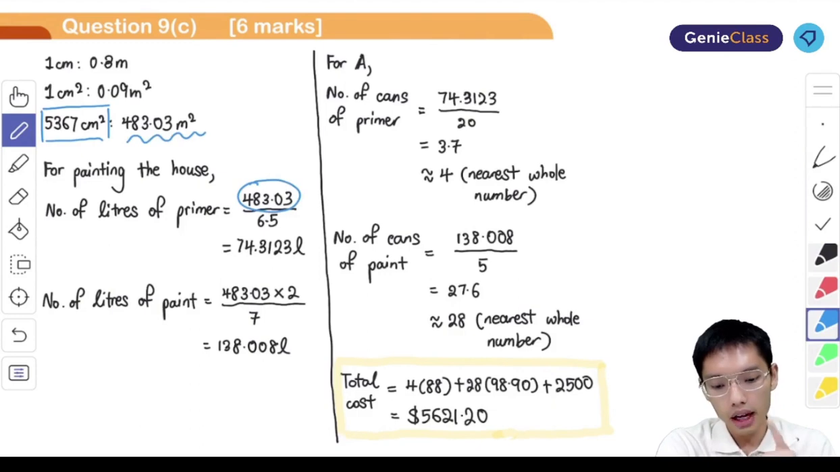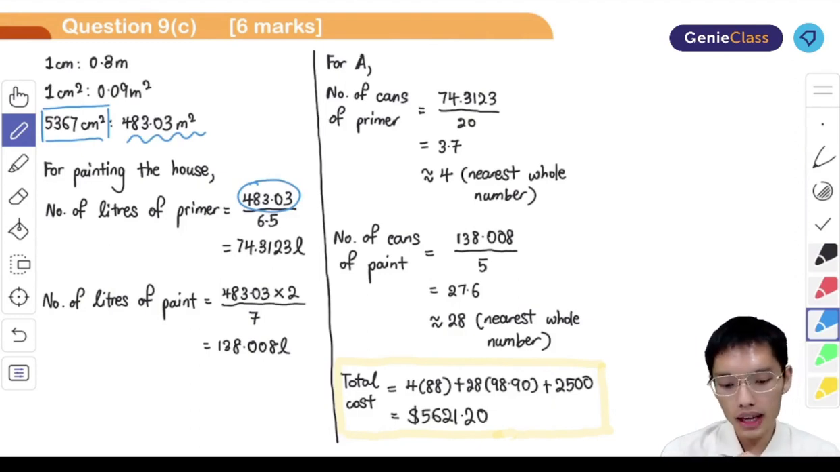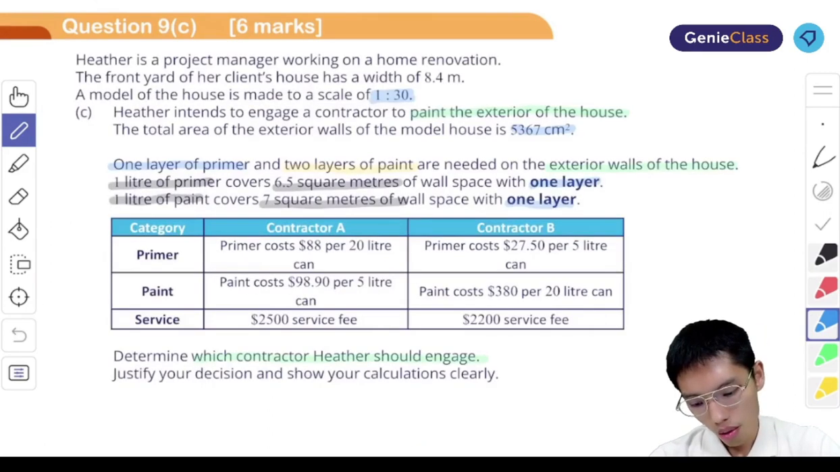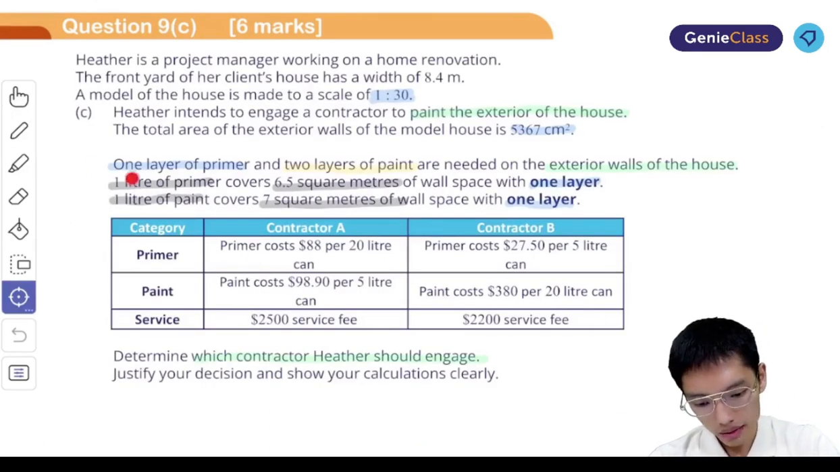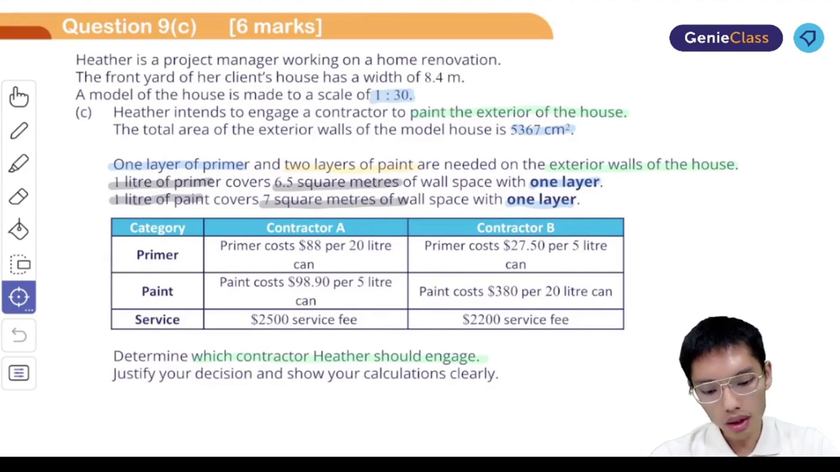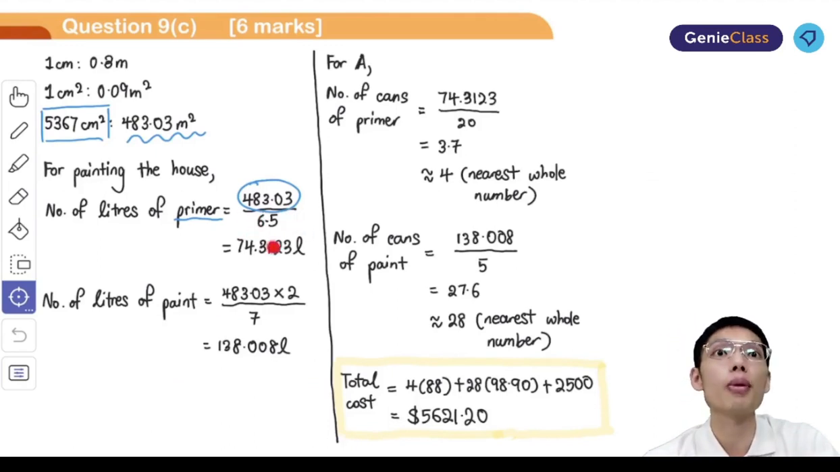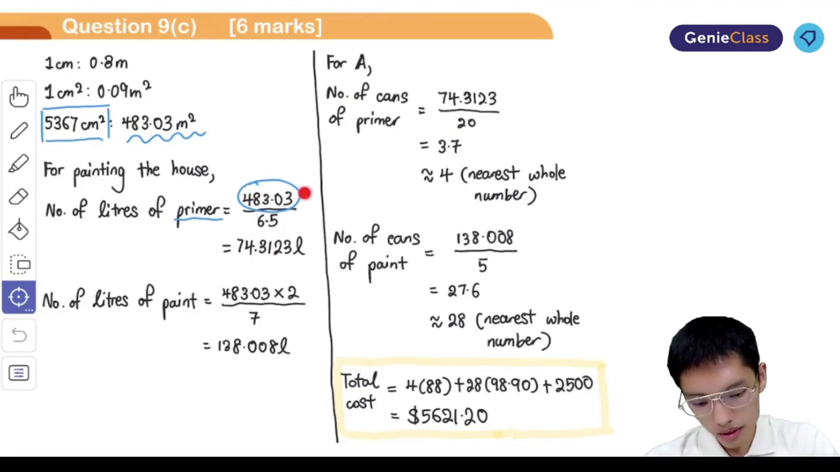43483. Now 483 over here, how many layers do we need to cover? For primer, we need 1 layer. For 1 layer, it covers this amount, so we need to calculate how many liters we need. That's where you realize, 1 layer, 6.5. So if we take this one, divide by this one, that's for the liters of primer.